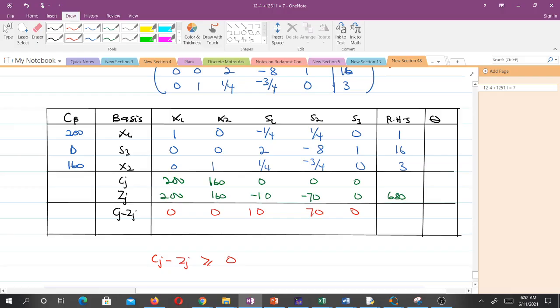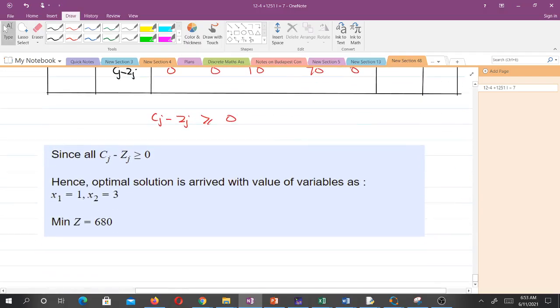All right, now we have our optimal solution because the stopping criteria is met. So we have to read the values for S1 and the rest and Z from the table. The value for S1 is going to be the right hand side, so it's going to correspond to 1. S2 is going to be 3, and this S3 will be 16, and this Z will be the minimum cost. Okay, since CJ minus ZJ are all positive, hence the optimal solution is arrived at.